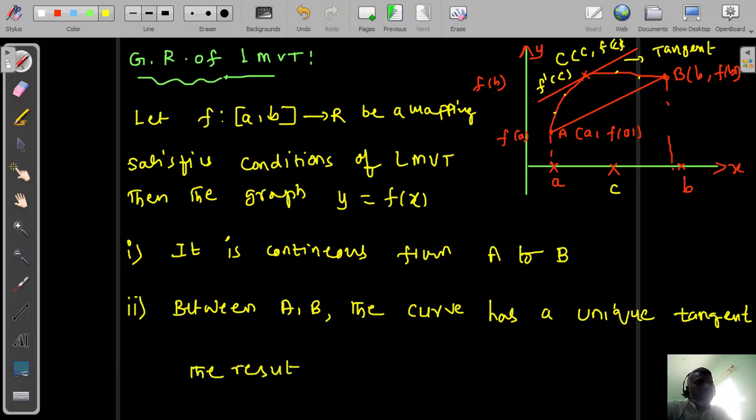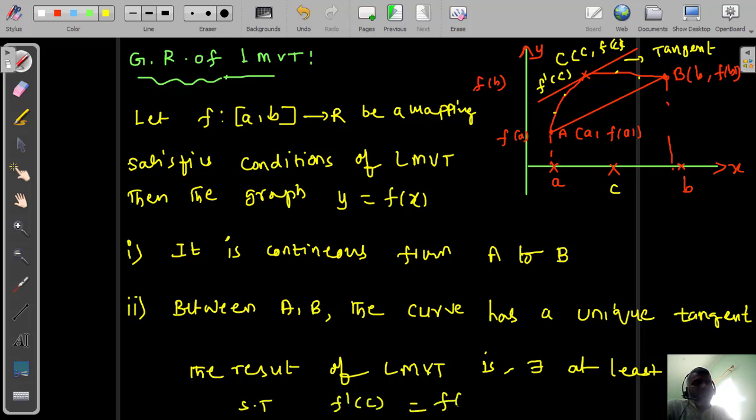The result of Lagrange's mean value theorem is that there exists at least one real number c belonging to the open interval (a, b), such that f dash of c equals f of b minus f of a divided by b minus a.